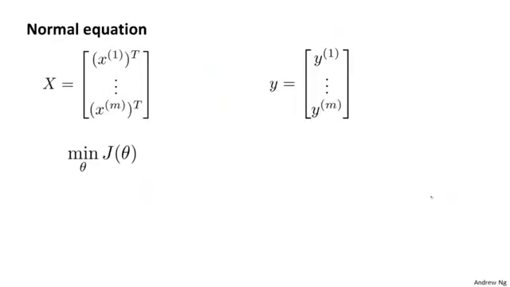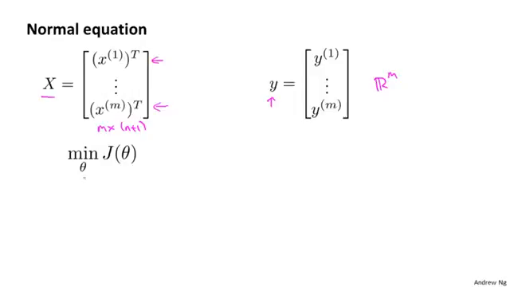The second algorithm was the one based on the normal equation, where we created the design matrix X, where each row corresponded to a separate training example, and we created a vector Y. This is an m-dimensional vector that contained the labels from the training set. Whereas X is an m by n plus 1 dimensional matrix, Y is an m-dimensional vector.